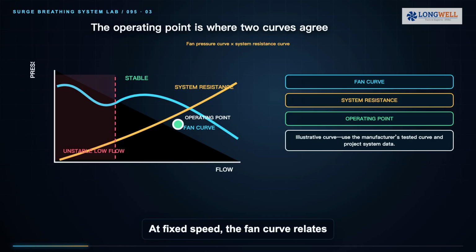At fixed speed, the fan curve relates flow to pressure rise, the system curve relates flow to resistance. Their intersection is the operating point. Stable selection uses the manufacturer's tested curve, approved region, and actual system data, not a generic sketch.